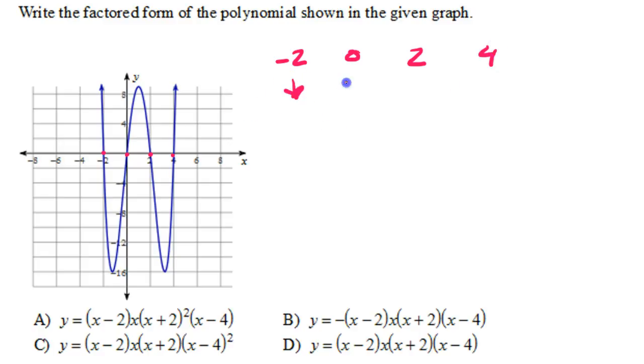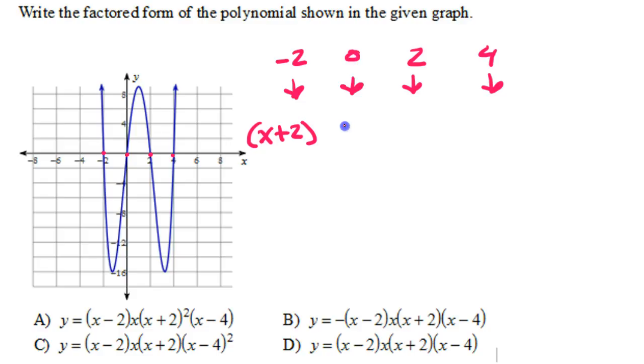Each of these x-intercepts will correspond to a factor of the polynomial. -2 would come from a factor of x plus 2. You can think of it as the opposite, but really it's what you would get if I set x plus 2 equal to 0 and I solved it. It would give me -2. That's how I know.